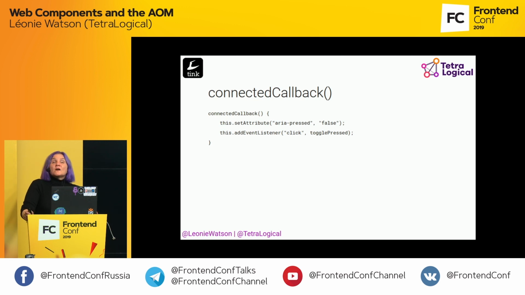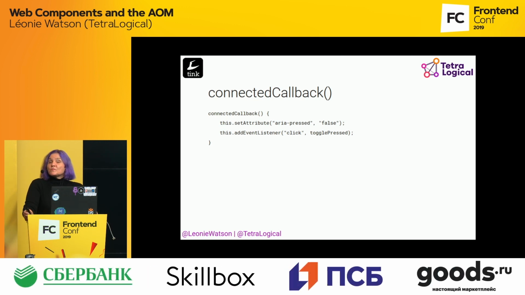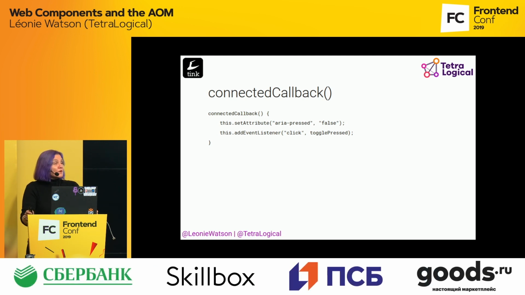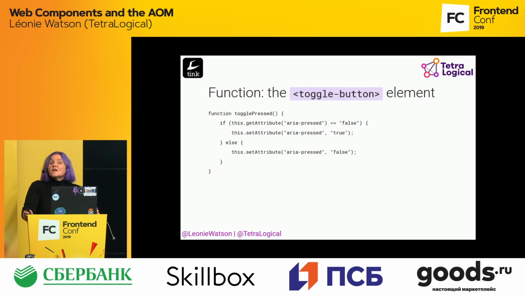So all we're going to do in our connected callback is just set that attribute to false, because when the media player interface first loads, we don't want that button to be pressed. And we're just going to attach some simple functionality to it. When someone clicks on the button, we're just going to toggle the state of that attribute to true, which will show that the button has been pressed. And when we press the button again, it will toggle it back to show that it's no longer pressed. And we can see that there in the function.